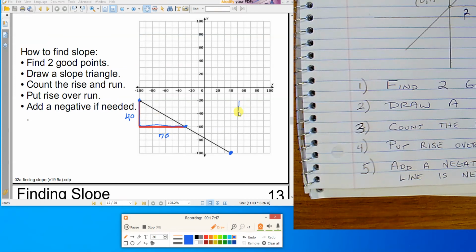I put the rise over the run. This reduces to 4/7. But look at the line. It is negative, so I have to add a negative to it because it's a negative slope. And my answer is negative 4/7.